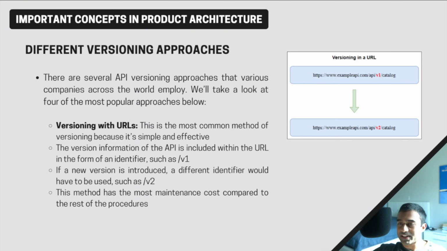If a new version is introduced, a different identifier would have to be used, such as v2. This method has the most maintenance cost compared to the rest of the procedures, right?